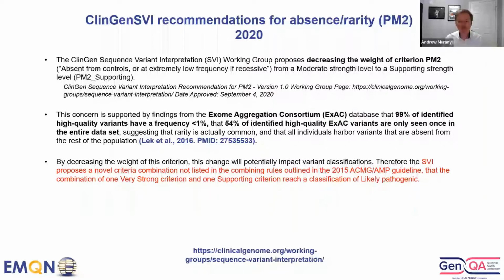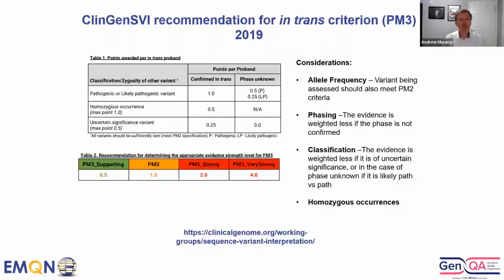Next slide, please. Another such recommendation is how to use the in-trans criteria, or PM3. Considerations to use for this include allele frequency, phasing, classification, and homozygous occurrences. And essentially what you do with this is there's a scoring criteria based on the strength of the in-trans pathogenic variant you're seeing the variant with, how many times it occurs, and whether it's confirmed phase or not. And then you add up your points, and then there's a second table where you can figure out which strength of evidence you should use for this. Next slide, please.